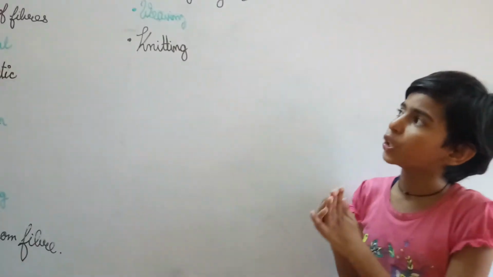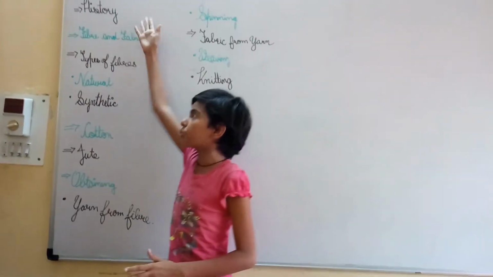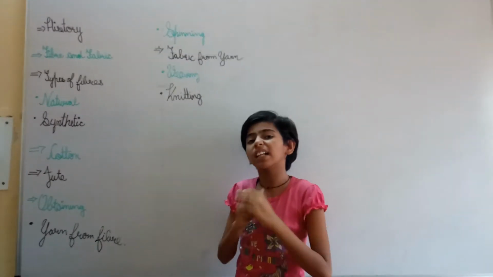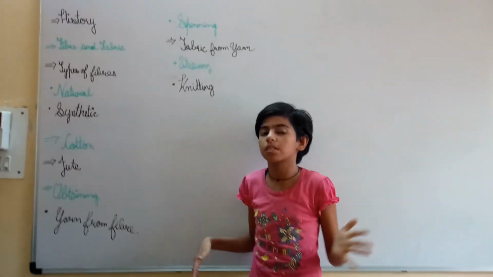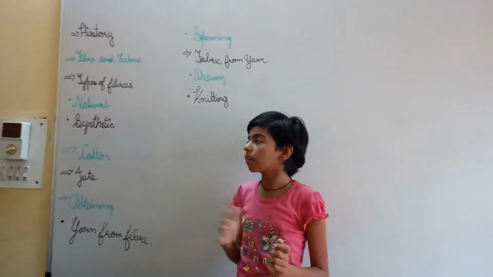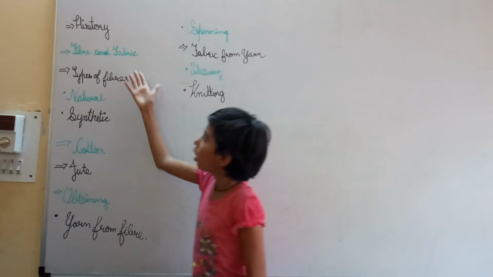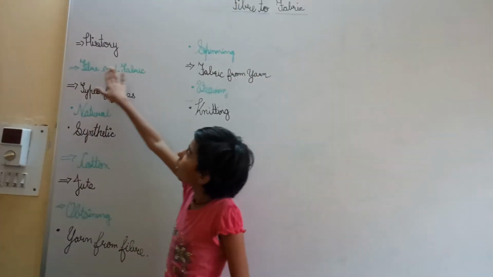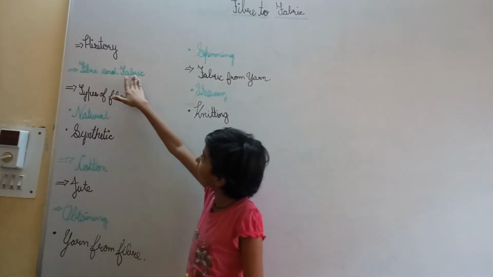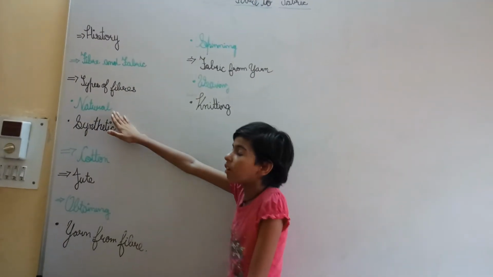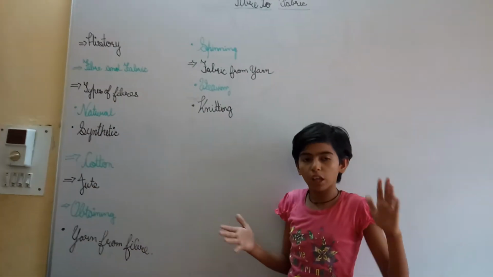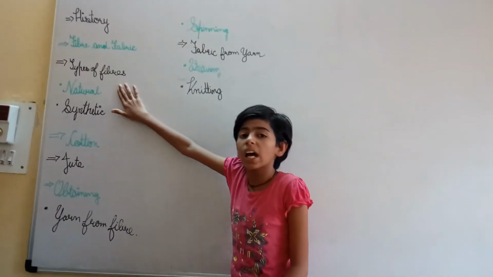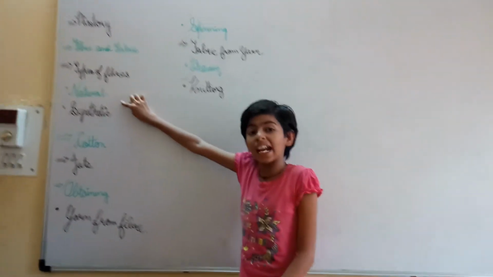So friends, in this video we have learned about the history of clothes, how we get clothes, and what people in earlier times used to wear. We have learned about fiber and fabric, what fiber is and what fabric is. We have learned about types of fiber. There are two types of fiber: natural fiber and synthetic fiber. In natural fiber, there are two types: plant source and animal source.